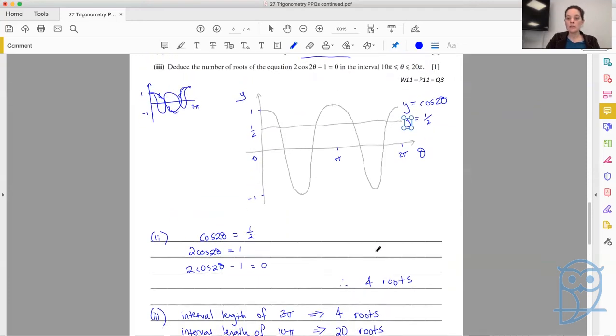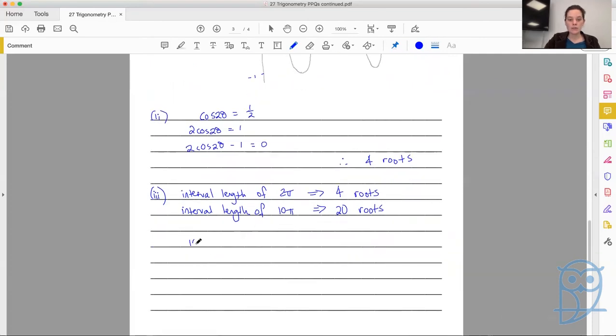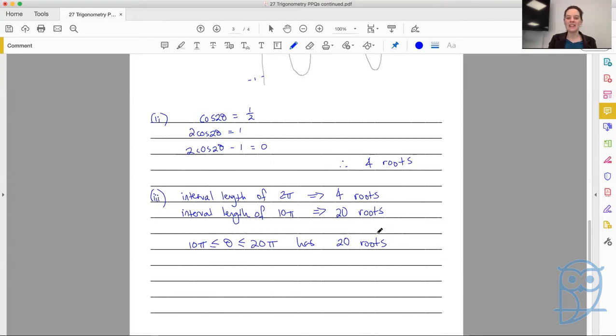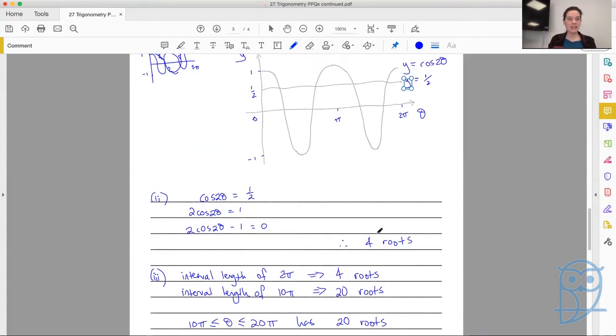So 10 pi to 20 pi. So 10 pi less than or equal to theta less than or equal to 20 pi has 20 roots for that same equation. Very funky. Okay, and all dependent on that fact that this graph just keeps on going exactly the same. Doesn't matter how far you go in either direction, the graph remains the same. So we can understand a piece of it and apply that knowledge.